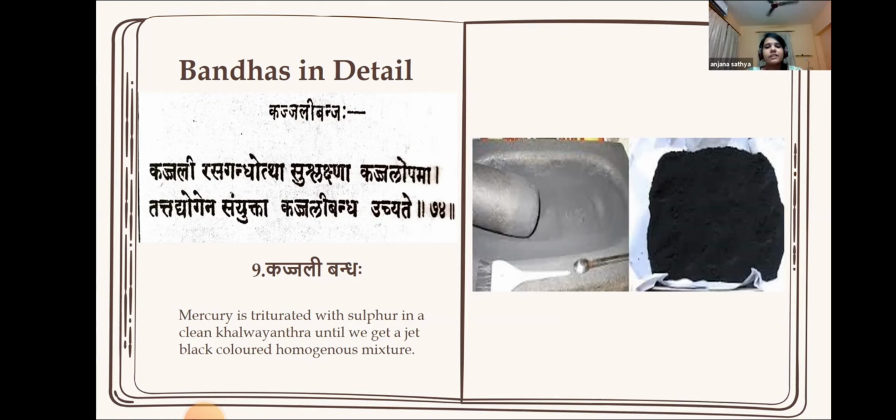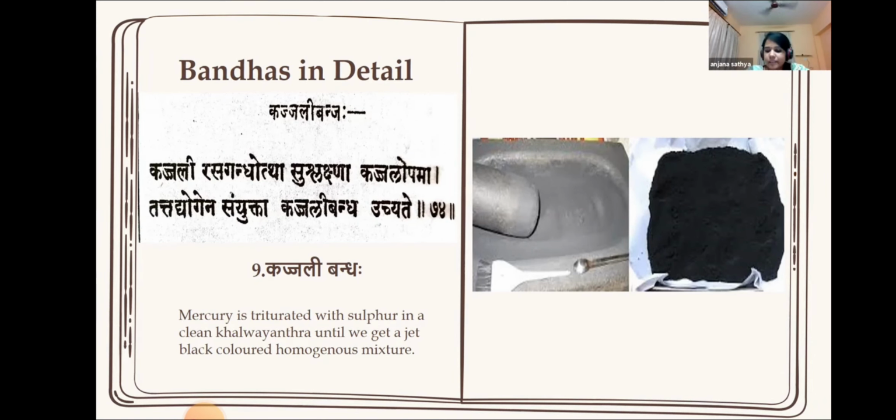As you can see in the picture, it is very dark black colored. It is Nirdrave Mardidurasaha. Without using any liquid medium, we are triturating the mercury with the Gandhaka. That is known as Kajali Bandha. Kajali Rasa Gandhota Suslakshna Kajalobama. It has to be Suslakshna in nature and Kajalobama, that is jet black color. That is known as Kajali Bandha.